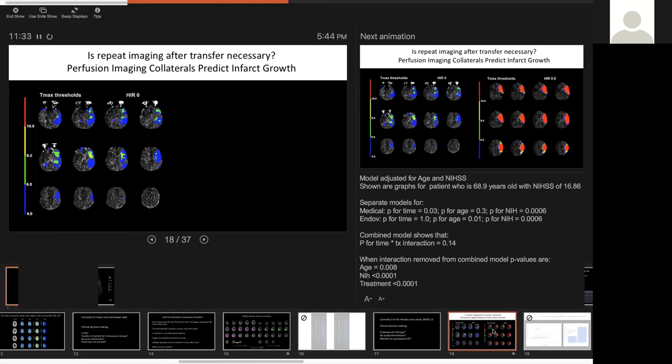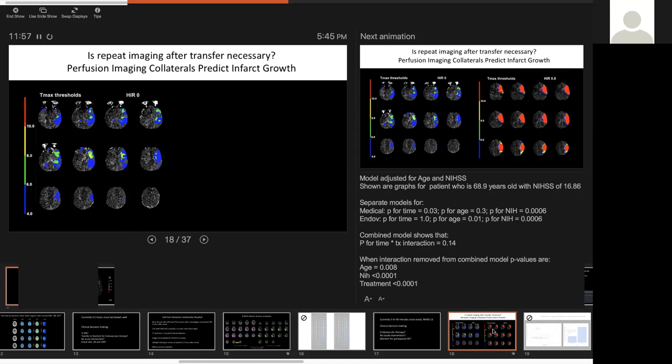And if it's more than 10 seconds of delay, it'll show up as red on this map. And that is by definition bad collaterals. It's taking more than 10 seconds for that contrast to get into the ischemic region. This is a patient who has terrific collaterals because even though the MCA is occluded, it's only a mild reduction. Most of it is 4 to 6 seconds of delay, and then a little bit that's 6 to 8.